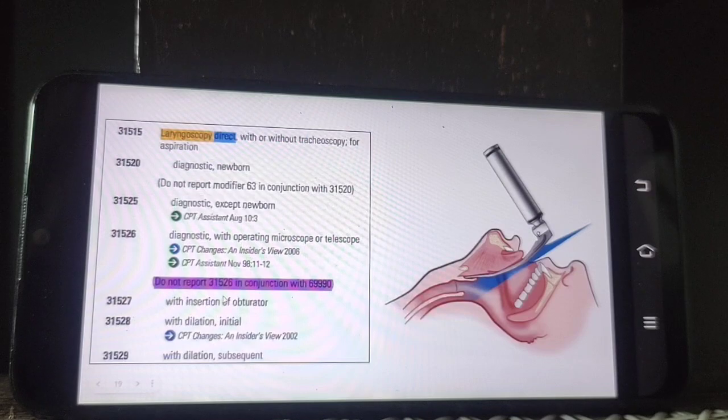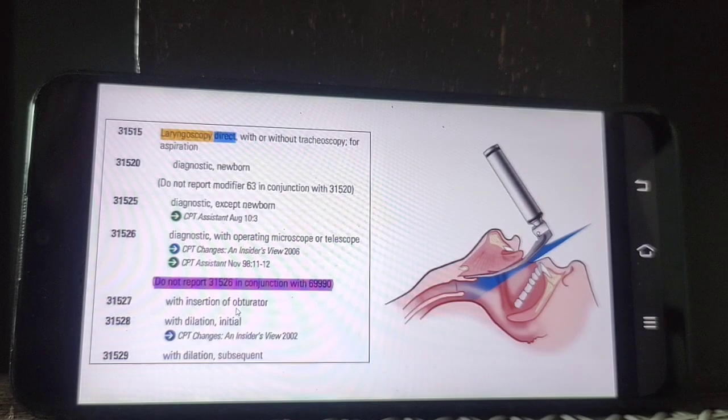Then obturator. Obturator is a man-made device. This is a surgical procedure. The above three codes are for diagnostic. 515 is therapeutic. 27, 28, 29 are also therapeutic. You have to check the reason. The reason is inserting an obturator. Inserting an obturator is inserting a man-made device.